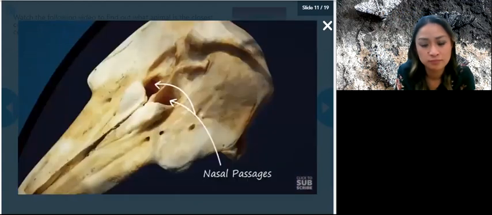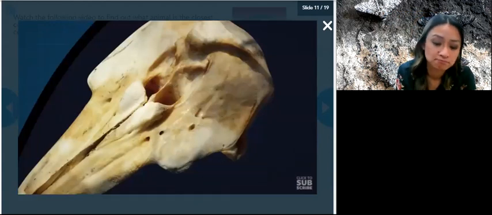Could it be that the blowhole is actually a highly modified mammal nose? It looks that way, but we'll need more evidence to be sure.